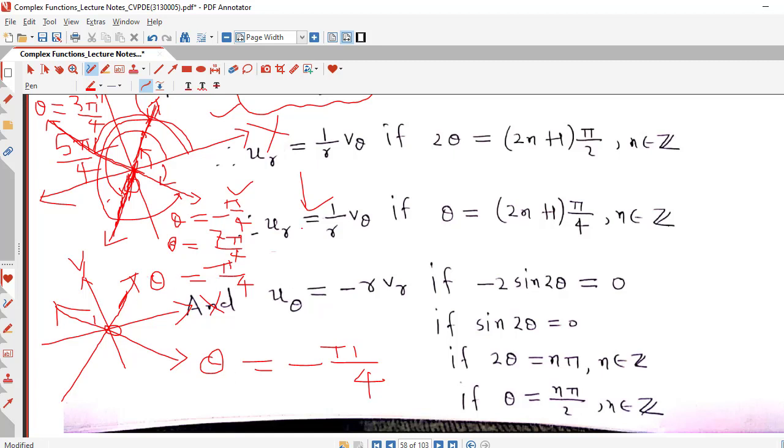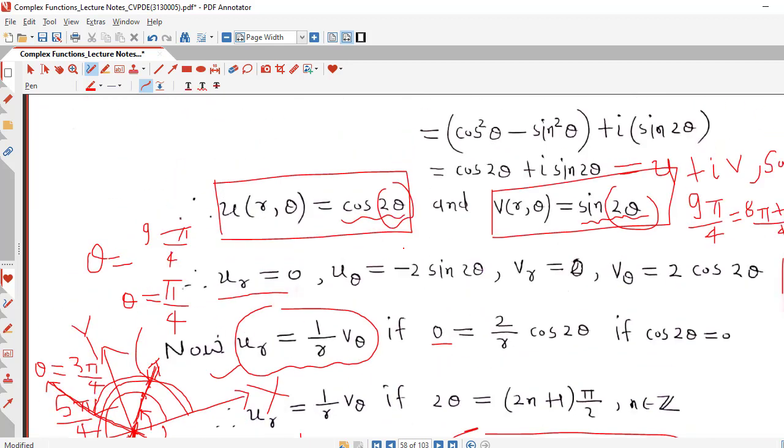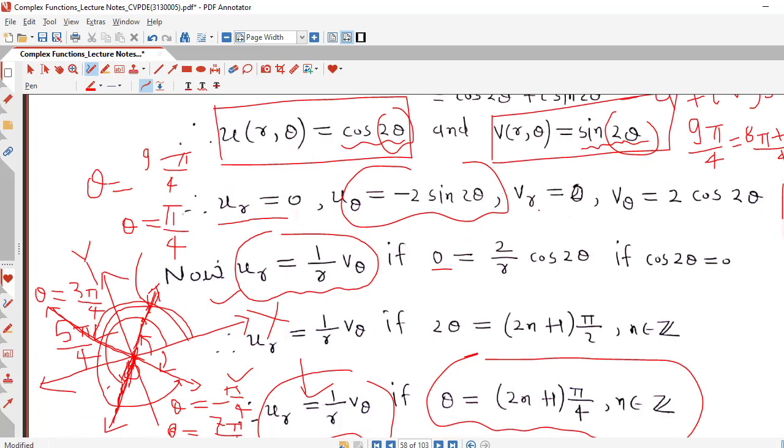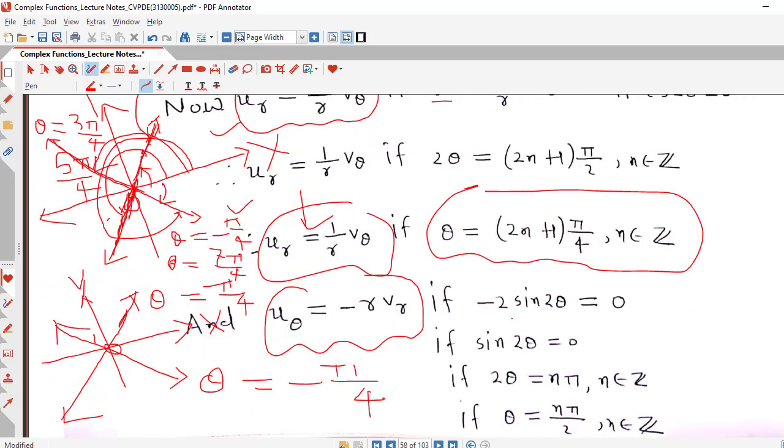So the equation ∂u/∂r = (1/r)(∂v/∂θ) is satisfied at all the points except 0 on these two lines. Now we check the second equation. After substituting their values, ∂u/∂θ is −2 sin θ − 2 sin 2θ, and ∂v/∂r is 0. So if we substitute these values, this gives −2 sin 2θ = 0.